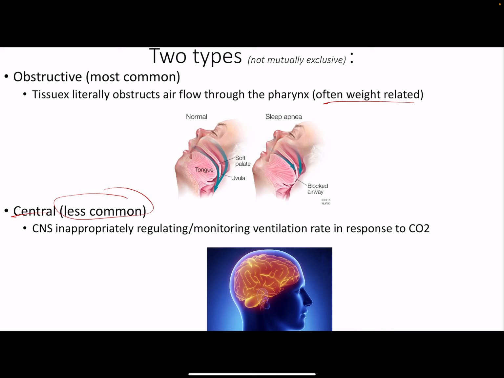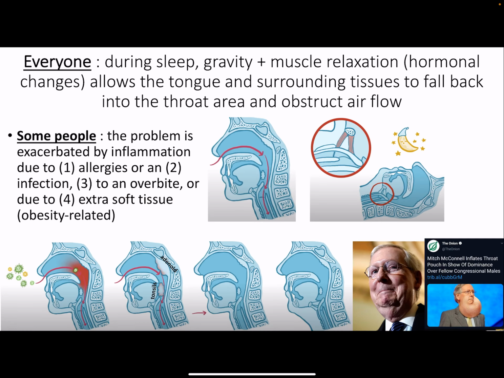of maybe a stroke or opioids, is inappropriately monitoring ventilation rate in response to CO2 changes. So the central chemoreceptors are defective for whatever reason. So now getting into both of these categories. So everyone during sleep, I guess now we're just talking about obstructive.